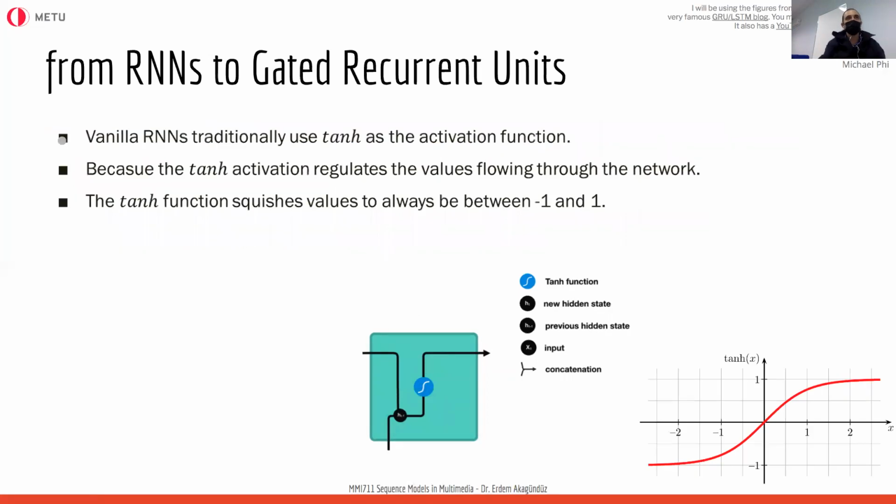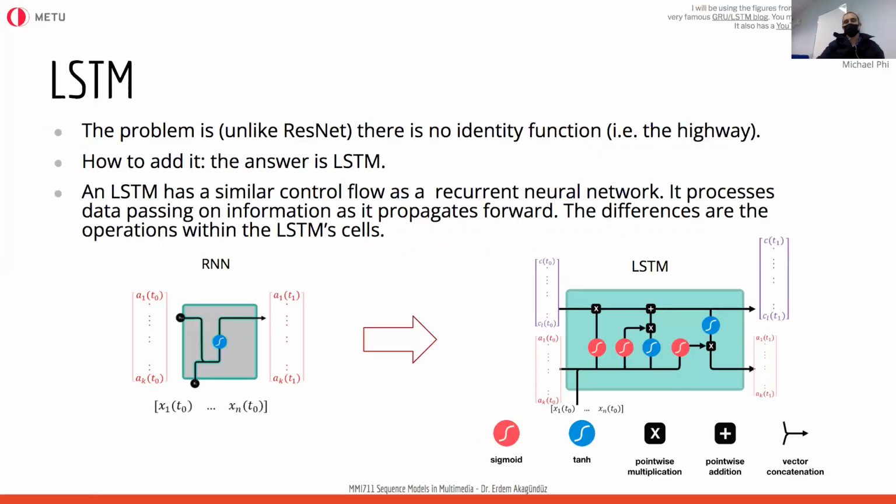Good. So vanilla RNNs traditionally use tanh, just like I said in the previous slide, because tanh activation regulates the values. It is bounded between -1 and +1. This is the function. Okay, so sometimes I go faster than the slide, sorry about that.